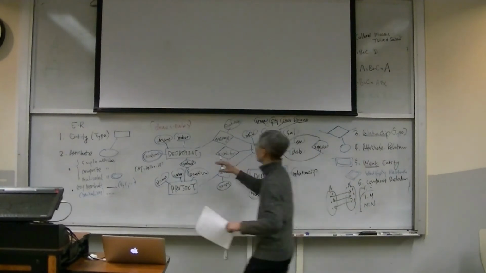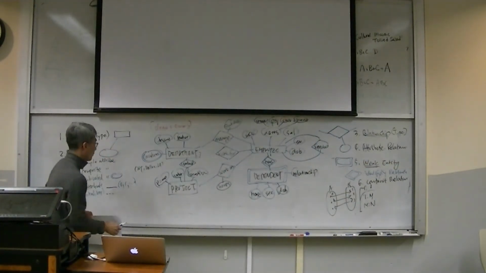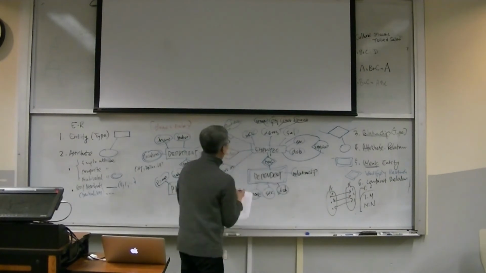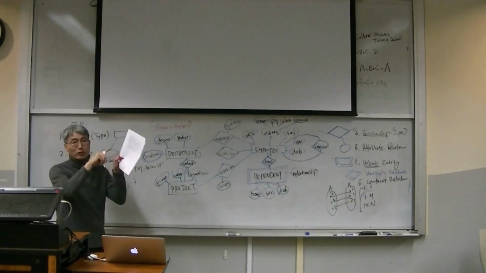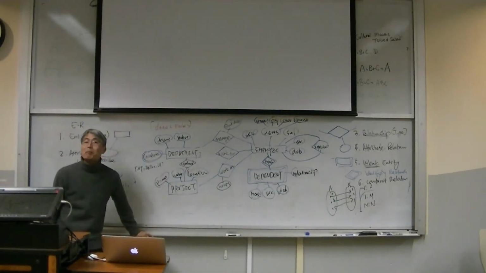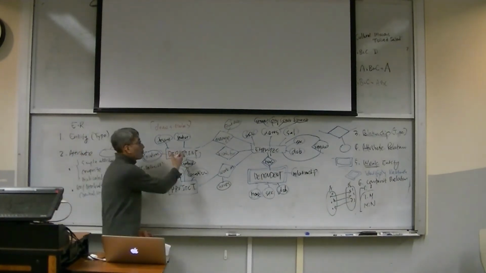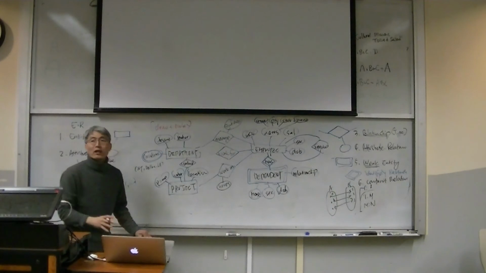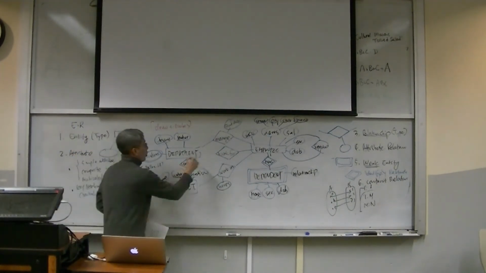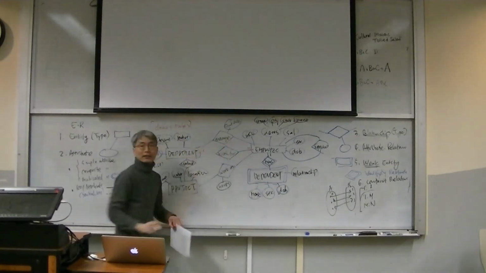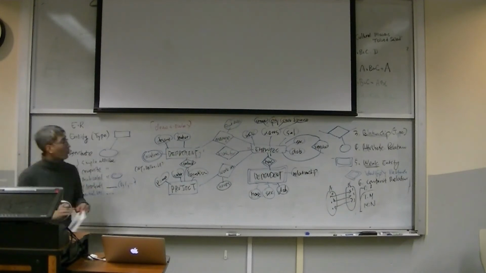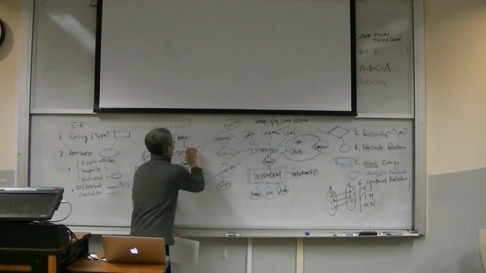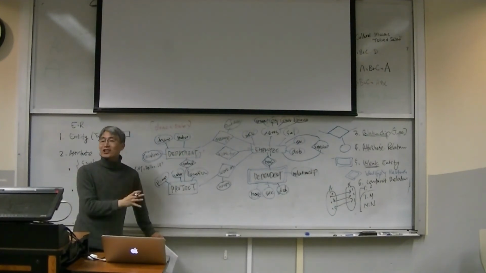For example, for the department and the employee. One employee works for one department, right? It's clearly mentioned here. However, from the department side, many employees. One department has many employees. Their relationship is one-to-many. Okay? One department has many employees, or many employees work for one department. So their cardinality is a one-to-many relationship.